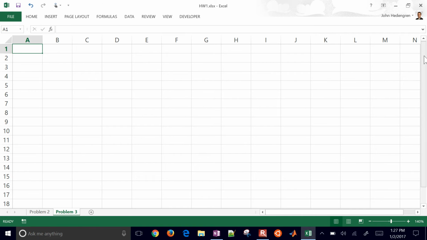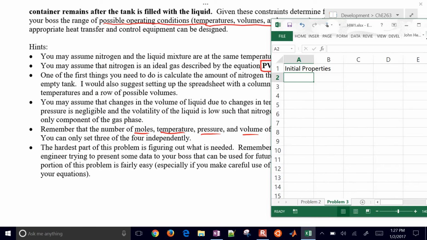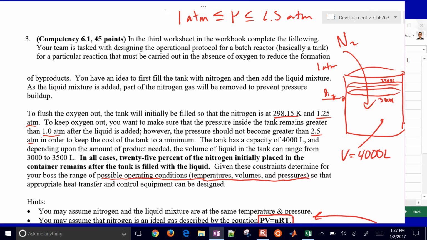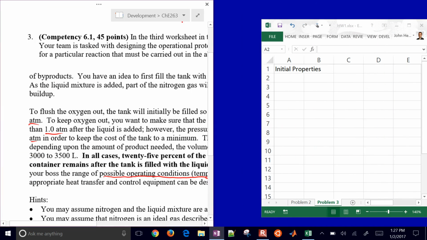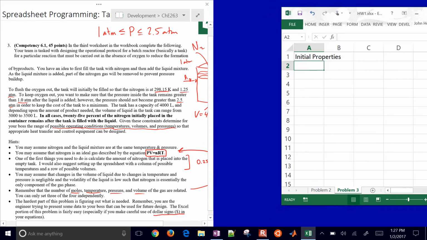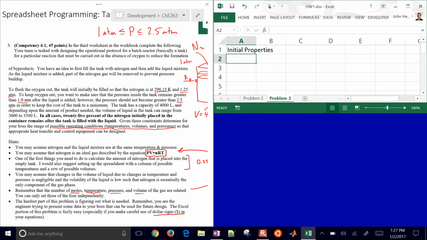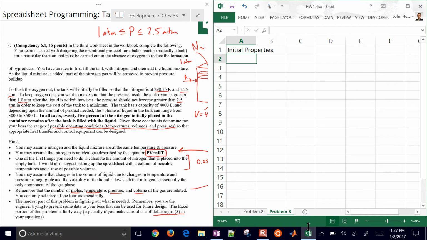So for the initial properties of my tank, let's go back to our problem and see if we can get some of the initial values. I'm going to put this off to the left and make it a little bit smaller. Okay, so initial properties. Here we go. We have the initial temperature, which is 298.15 Kelvin. I'm going to have an initial pressure, and that's going to be 1.25 atmospheres. And then I have the volume of the gas, which is 4,000 liters. I need my ideal gas constant, and then I'm going to be able to calculate the number of moles of nitrogen.